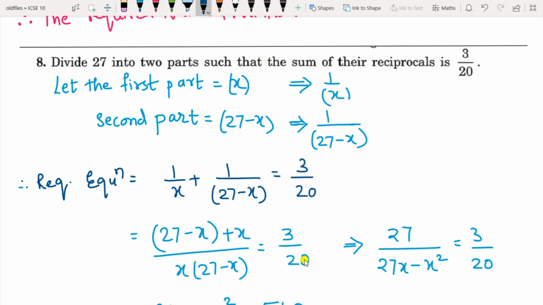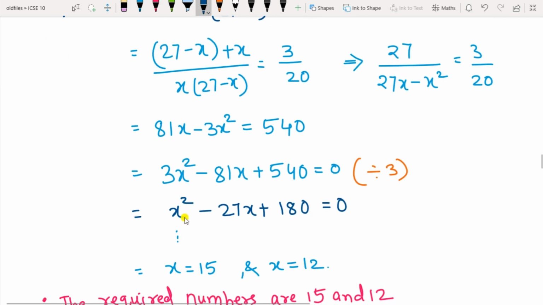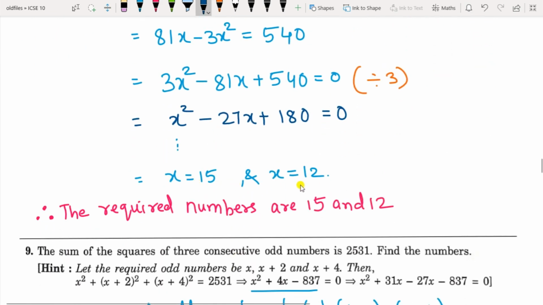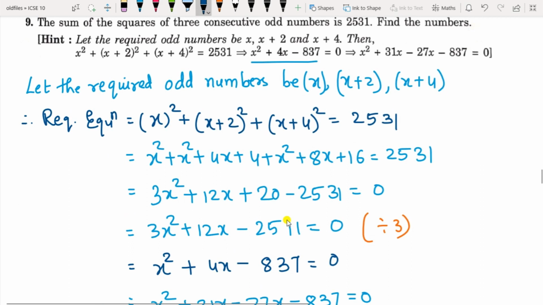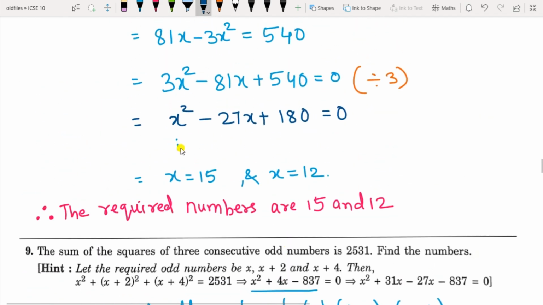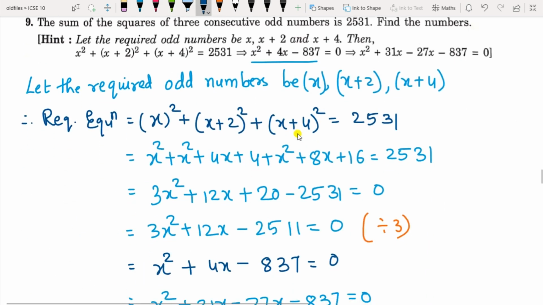Now take the LCM and do the cross multiplication. Here you get the equation as x square minus 27x plus 180 equal to 0. So the factors will be 15 and 12. So x equal to 15 and x equal to 12 are the required numbers. This dot dot dot I have put, so you have to solve this quadratic equation as we have done in lesson 5. As the video may get too lengthy, I have not solved them.